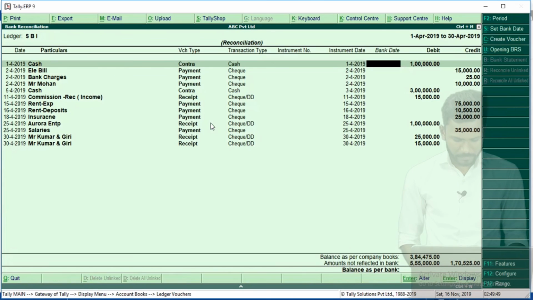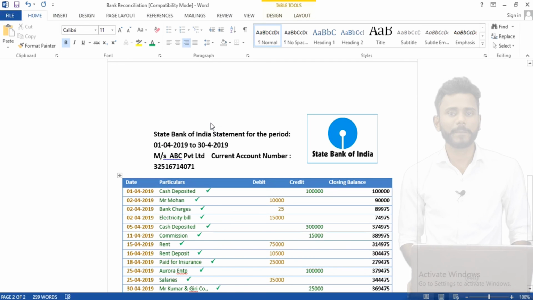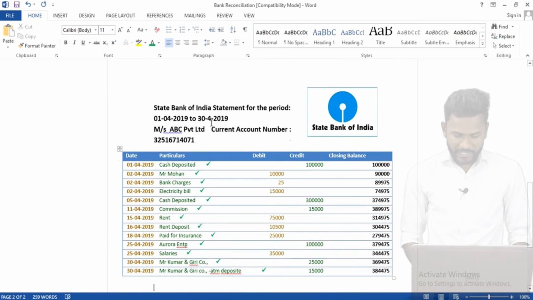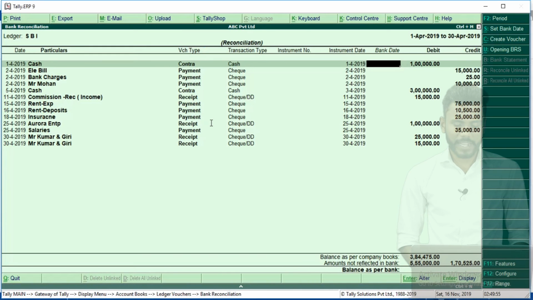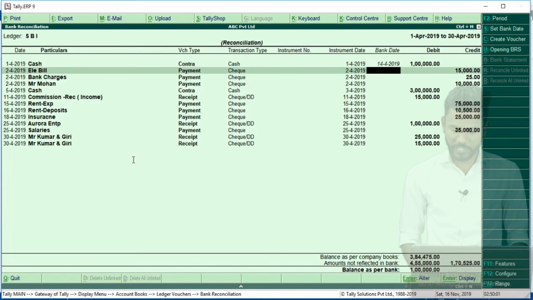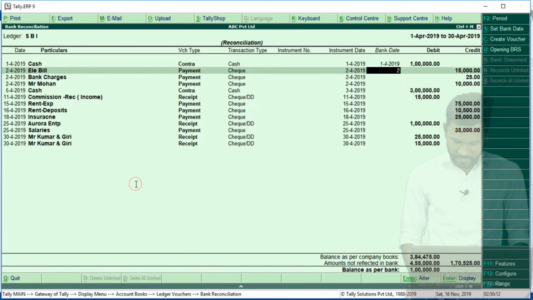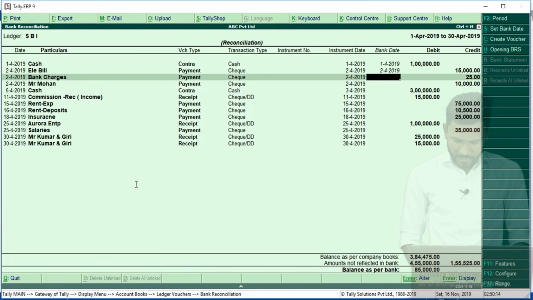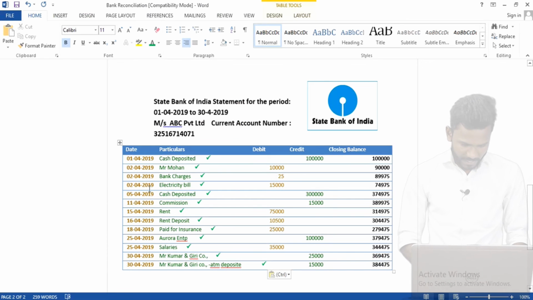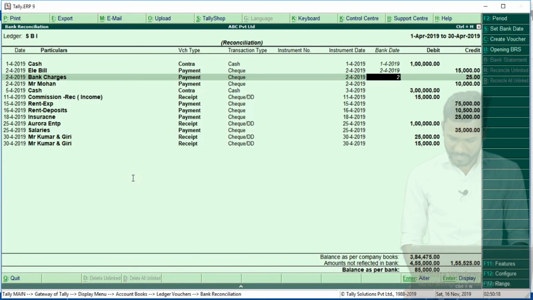See, now just compare the dates as well. We recorded the cash deposit on 1st April, and the banker also recorded the same on 1st April. So here just enter the date as 1st April. Next, we recorded the electricity bill on 2nd April, and the banker recorded the electricity bill on 2nd April. Next we recorded bank charges on 2nd April, and the banker also recorded bank charges on 2nd April.